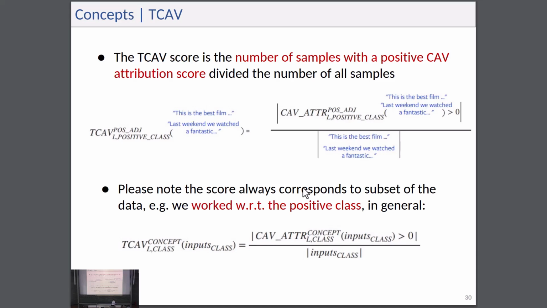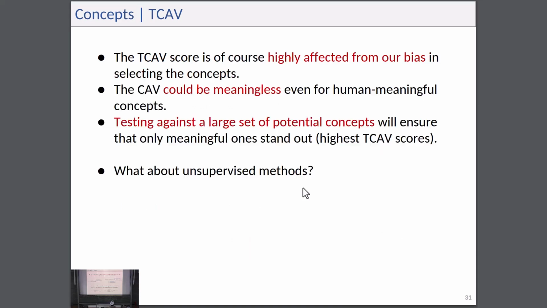So now I've done an example specifically for the positive class of a sentiment analysis task. More in general, what you do is measure how many samples in a class have a positive dot product with the concept I've chosen, divided by the number of samples. That's it. Very simple. And you're like, okay, I get a score, and is 0.7 good? Is 0.9 good? There's not really a precise threshold.